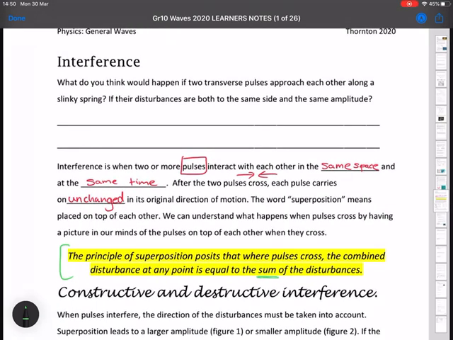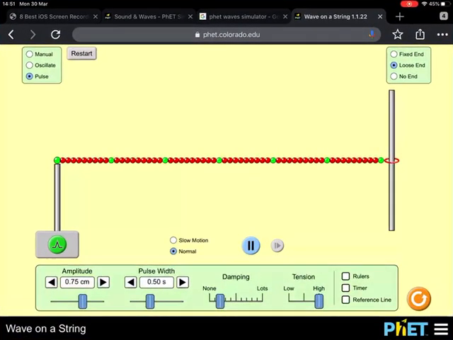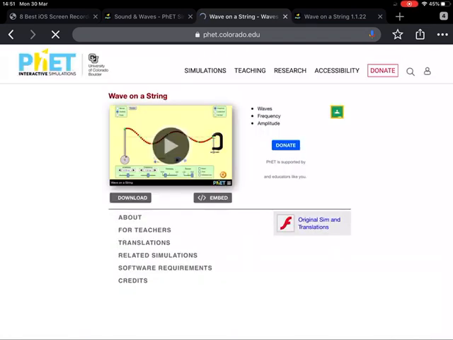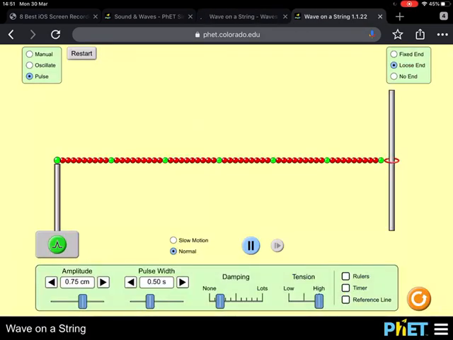So interference. What do you think would happen if 2 transverse pulses approach each other along a slinky spring? If their disturbances are both the same side and the same amplitude. So I want you to go to the PhET wave simulator. I did provide the link last week. So if you just Google PhET wave simulator, this will come up, and you can click on play or click on download, and it will open up for you.